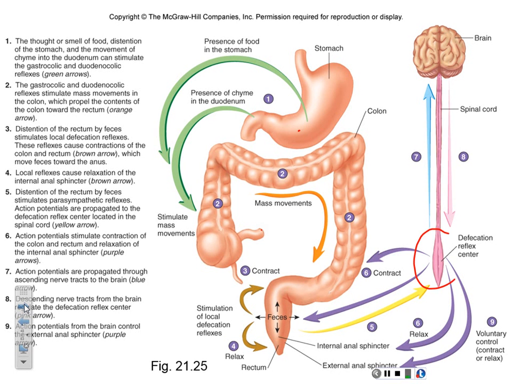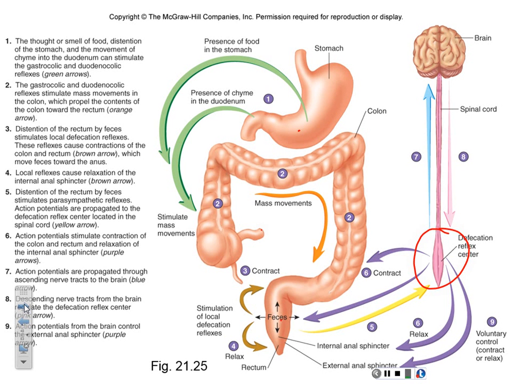And then the reflex center for defecation is the lumbar enlargement of the spine. Okay, so that's where it happens, and for you to control the final defecation, it's communicated to the brain. So the brain then makes the decision, for instance, to open the external anal sphincter. Then it will come back and tell the sphincter to relax. But the rest of it goes by reflex action, controlled by the lumbar enlargement of the spinal cord. Okay, and then that's what happens.